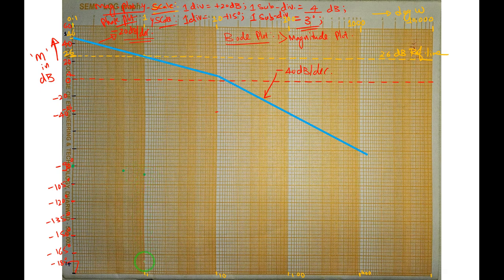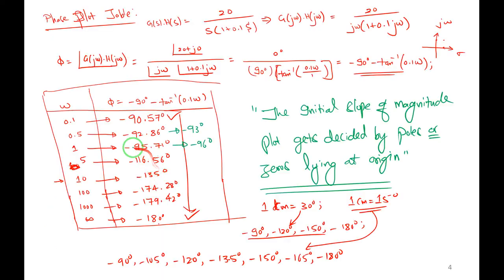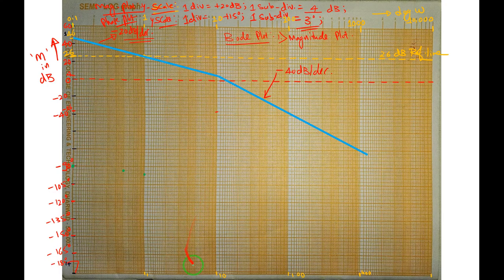Right? At 1 it is 96. Next, for 5 it is, let me round it to minus 117. Right? At 5 it is minus 117. Where is 5? Here it is, 5, 4, 5, minus 117.